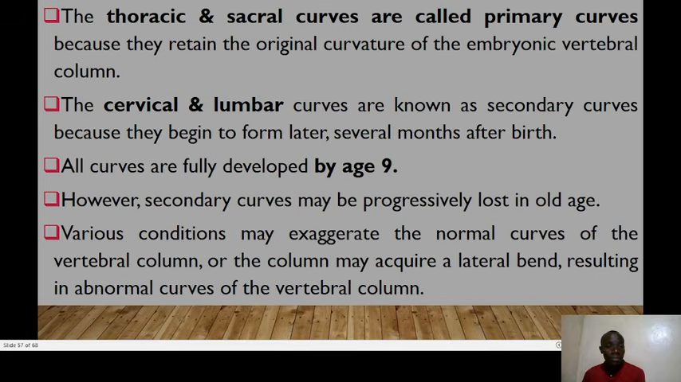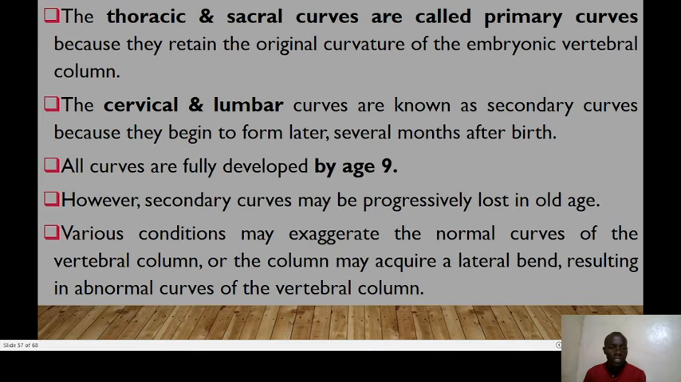Okay. And this is because they retain the original curvature of the embryonic vertebral column. Whereas the cervical and the lumbar are known as secondary curves because they begin to form later, several months after birth. It's good to know that by age 9, all the curves are fully developed. However, secondary curves may progressively be lost in old age.